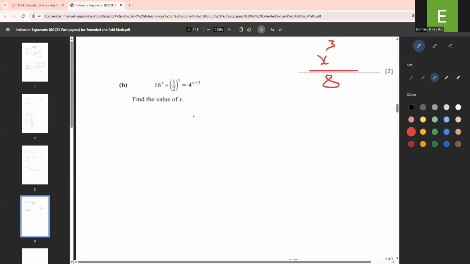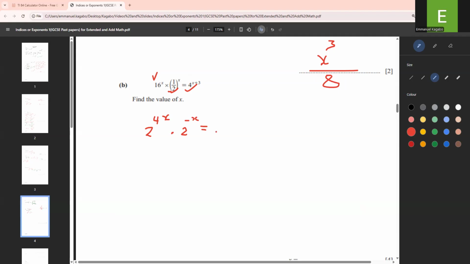Now, okay. The easier way here, if you check, this is 16, this is 2, this is here. So all of them can be expressed in power 2. So it's going to be 2 power 4 x, which means I can write like that. Check the rules, please. Times 2 power negative x equals 2.